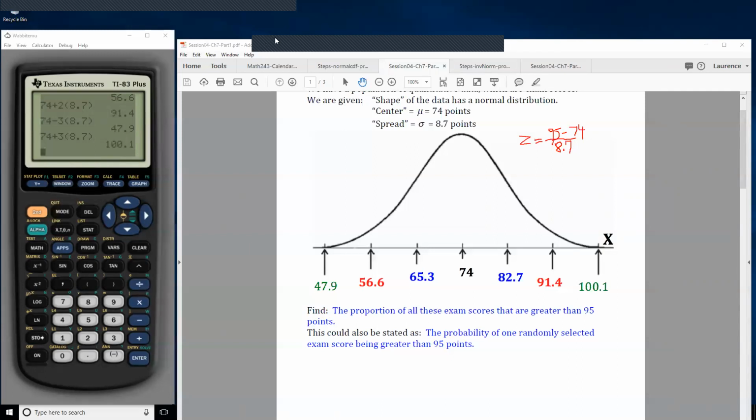Not 88.7, 8.7. So you go over to your calculator here. And be sure to use parentheses like you did on your exam 1. 95 minus 74, because your answer will be very wrong if you don't. And so that's how I knew, yep, right here, 2.4.